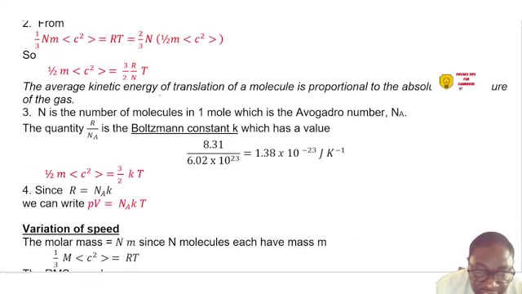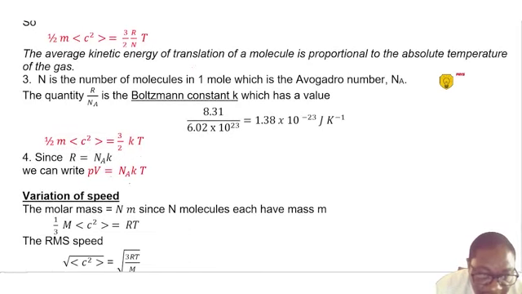So the average kinetic energy of translation of molecules is proportional to the absolute temperature of the gas, as shown by that. Also, we can see that the mean square speed is directly proportional to the thermodynamic temperature T. So we can write pV = NkT, that we started off with, as that.